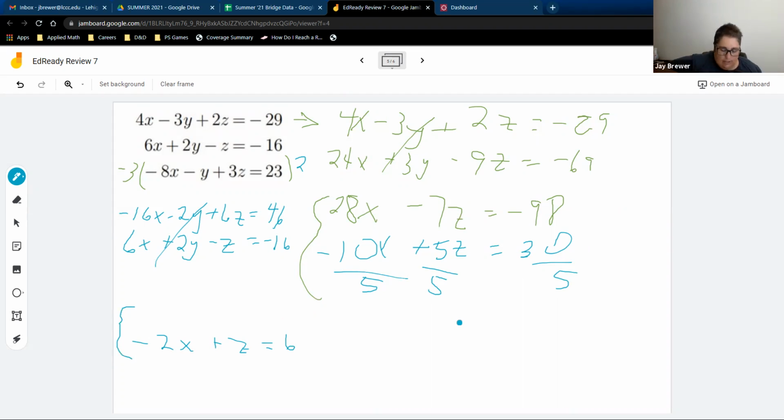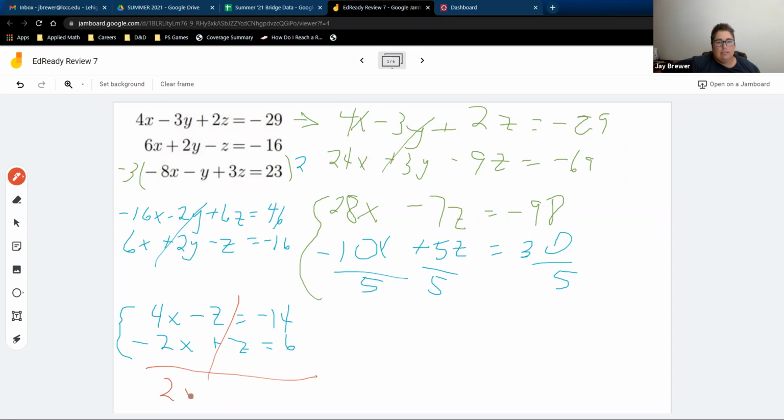And the other one, let's see if 98 can be divided by 7, and it can. So you would have 4x minus z equals negative 14. Well, hey, look at that. We can do another elimination. The z's cancel. So let's just do that. That's nice. Get rid of those z's.